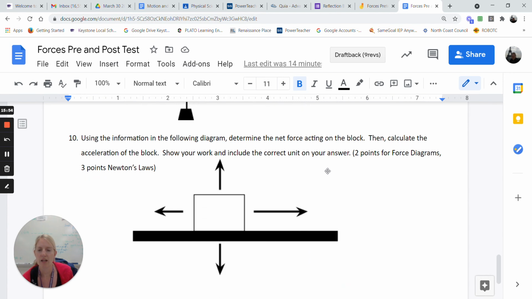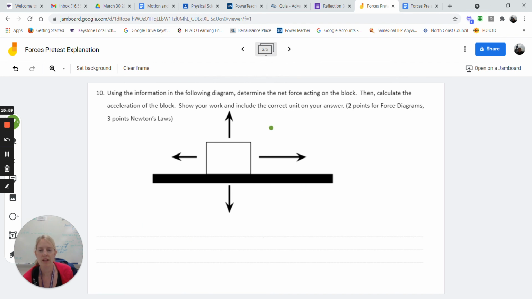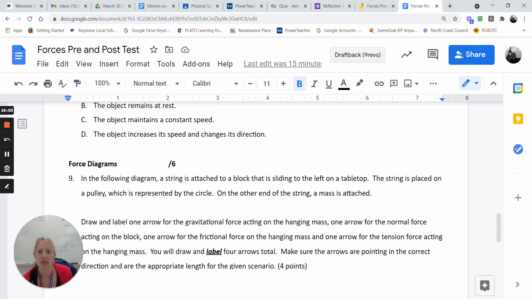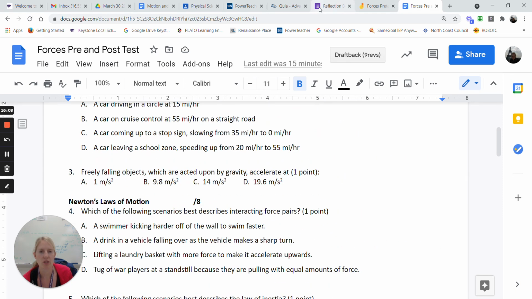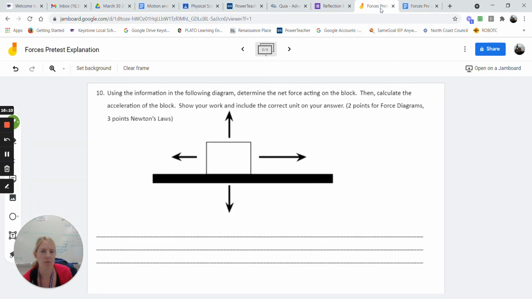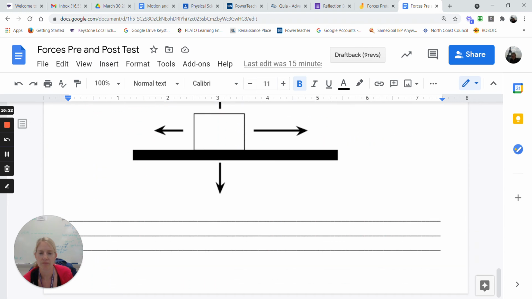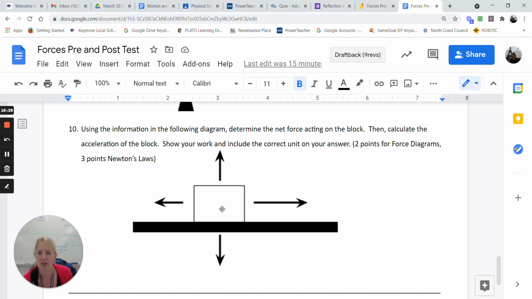And then finally, number 10, which I have over here. This is a combination of the section that says force diagrams and our Newton's laws of motion. That's why the points haven't quite been added up for those. So first, they want us to determine the net force that's acting on this block, which is kind of impossible because the things that you're supposed to have on there are not there.